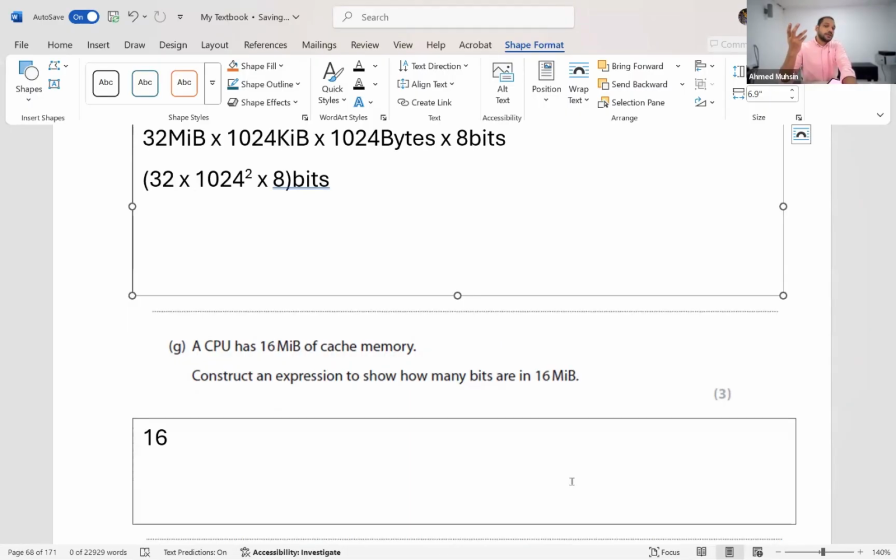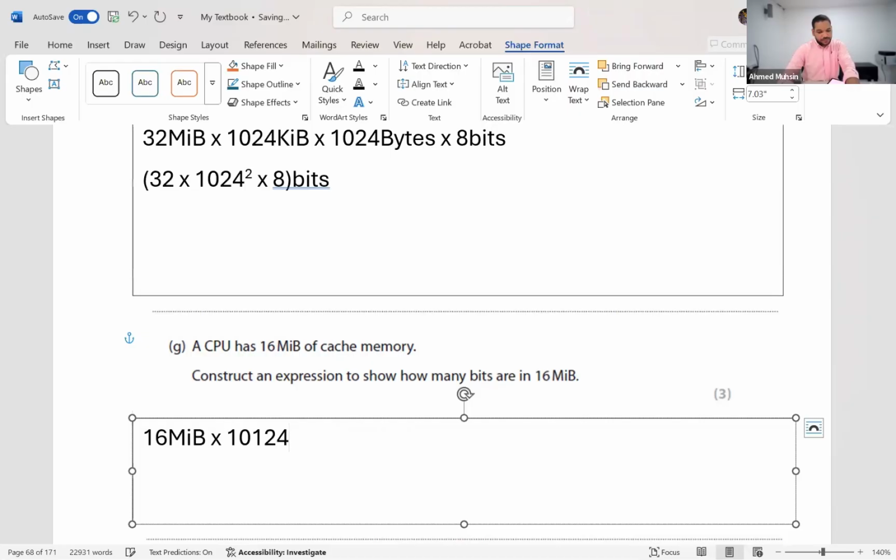If you put a square at the top, you write the final unit. Or don't write any unit at all. That's also fine. You get it? 16 megabytes times 1024 gets me to kibibytes. Again, if I multiply by 1024, it gets me to bytes. I haven't reached the end because they are said bits, times 8 bits.